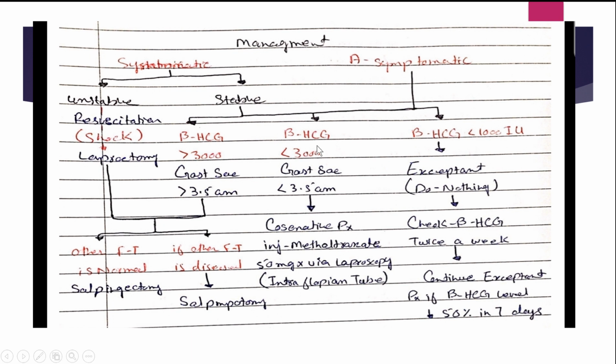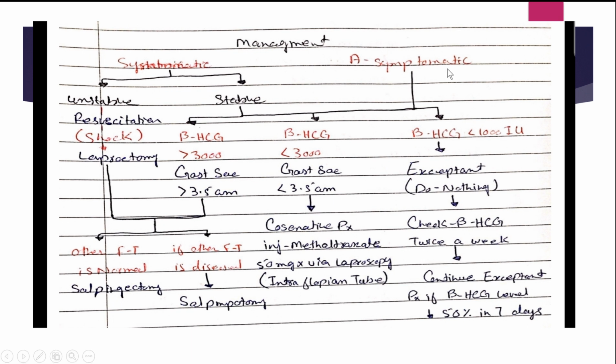Now, if the beta HCG level is less than 3000, then you have to go for conservative treatment, and we'll inject methotrexate 50 milligram via laparoscopy within the fallopian tube, and then we'll follow up the patient. The dose is increased on the basis of whether the beta HCG levels come down.